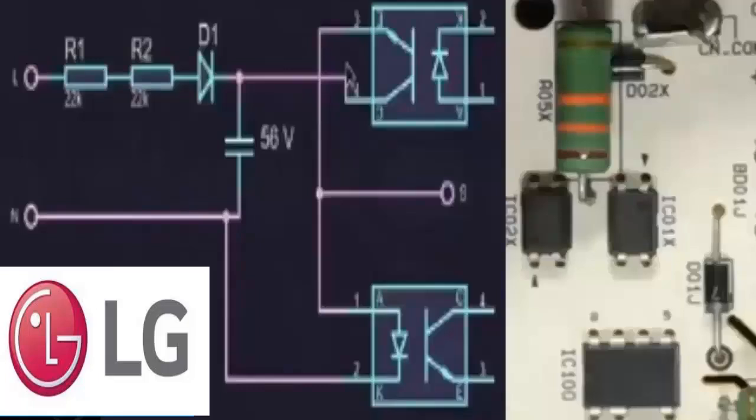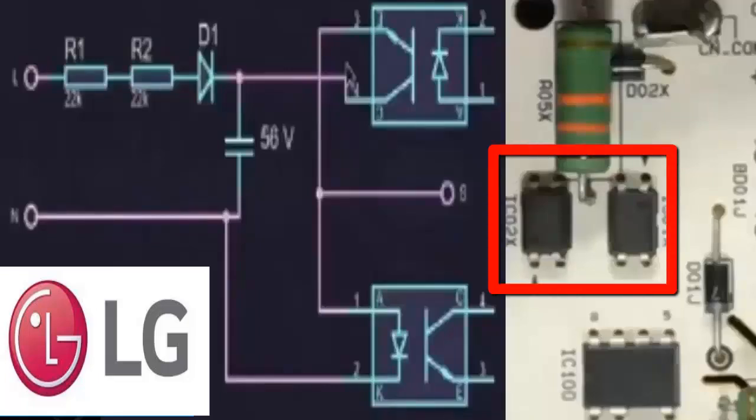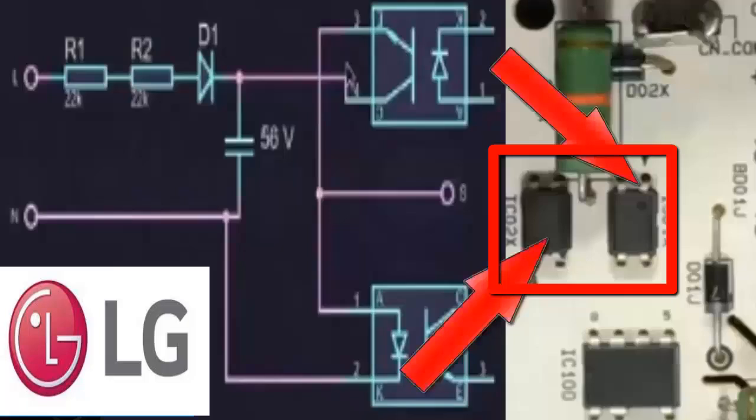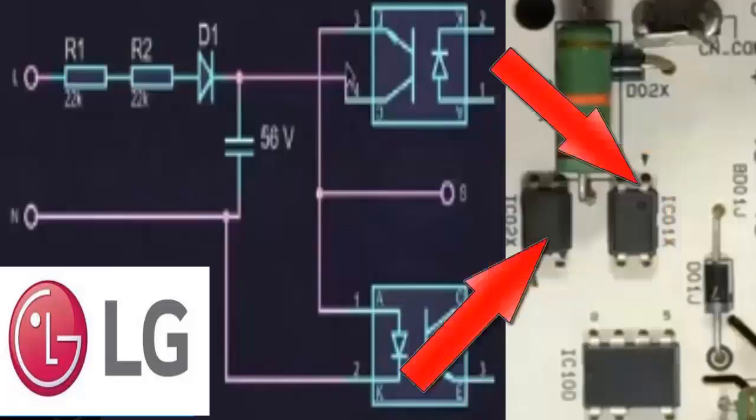11. You could also locate the communication circuit by looking for the pair of optocouplers and checking the resistance, capacitors, and diodes in this area.